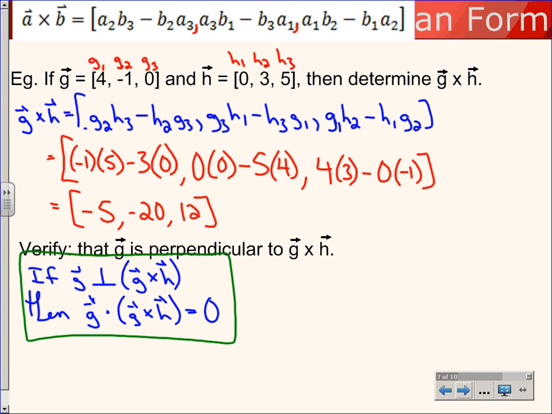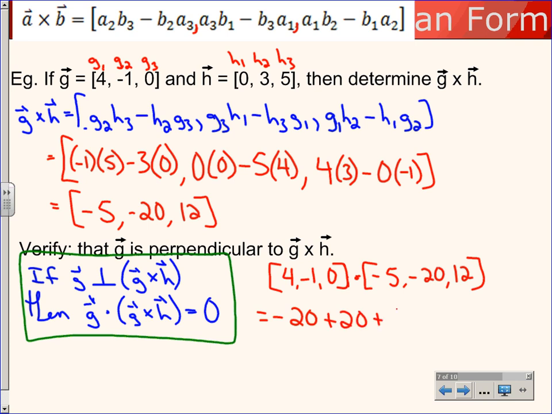Let's try calculating this dot product. Vector g was 4, minus 1, 0. Dot product that with the new vector we found, our cross product, minus 5, minus 20, and 12. And if we do that, we get minus 20 plus 20 plus 0, which sure enough, is 0. So our conclusion from that is that vector g really is perpendicular to the cross product.